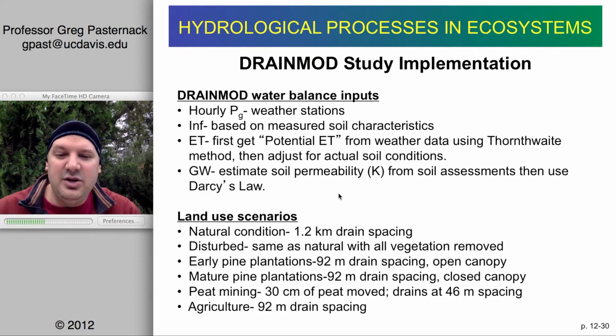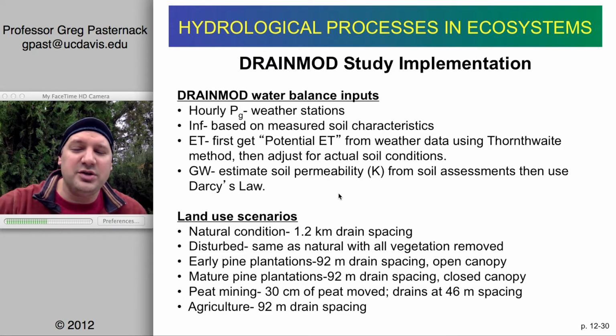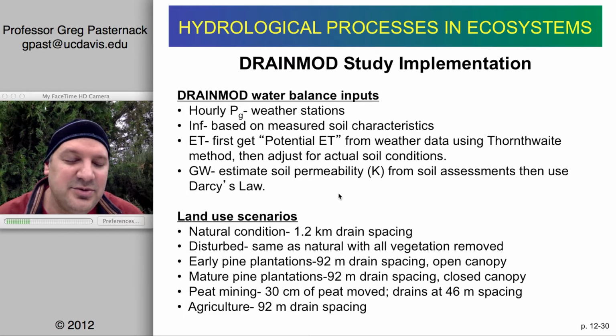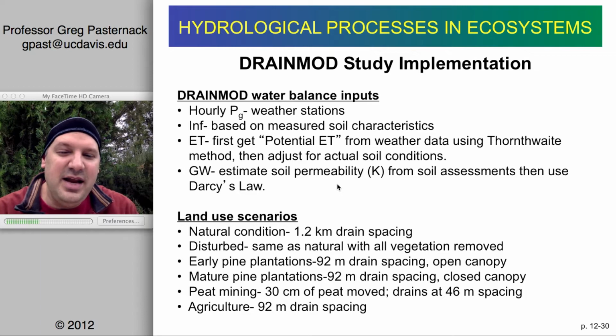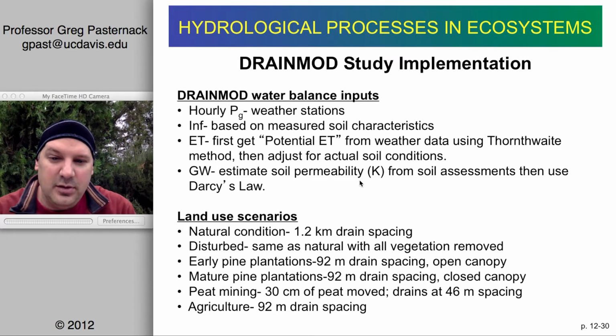Groundwater is estimated using Darcy's law. Darcy's law says that water flows horizontally, essentially, because this is an unsaturated, unconfined aquifer context. So it's going to flow from areas of high water level, which is high pressure, to low pressure, and then that's mediated by the permeability of the soil. So the more permeable it is, the faster it can flow.